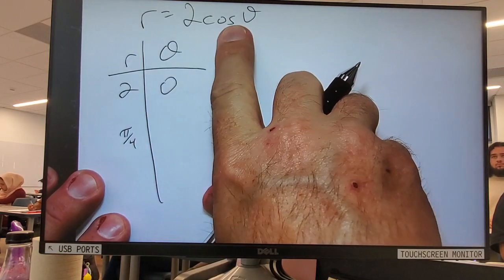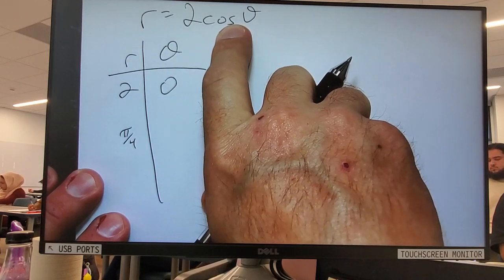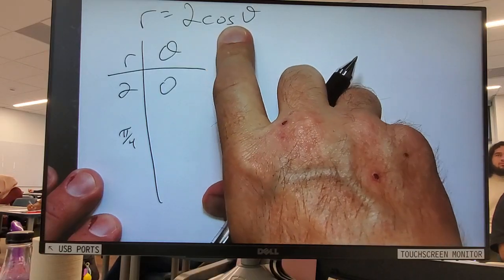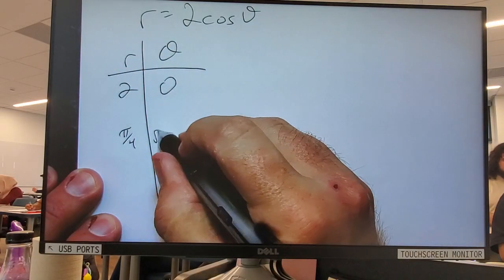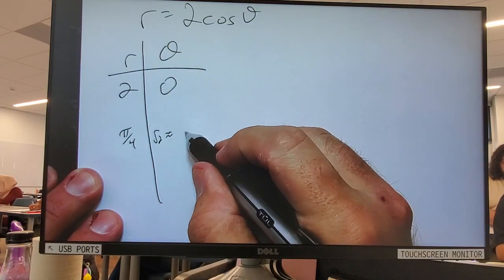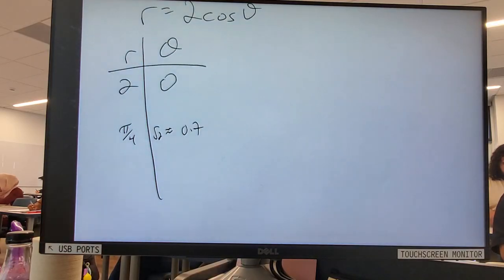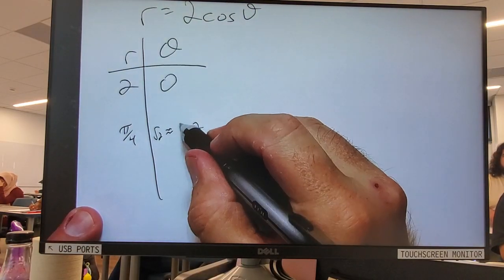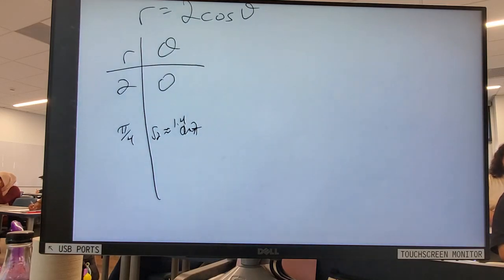What's cosine of pi over 4? Root 2 over 2 times 2. Root 2, and root 2 is approximately 1.4. No, I'm doing root 2 over 2 times 2, so it's root 2, which is approximately 1.4, not 0.7. Don't divide it. It's really good just to know root 2 is about 1.414. Or not. You don't have to.